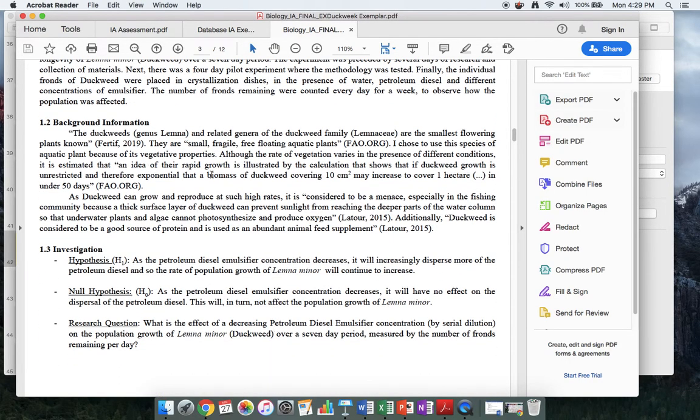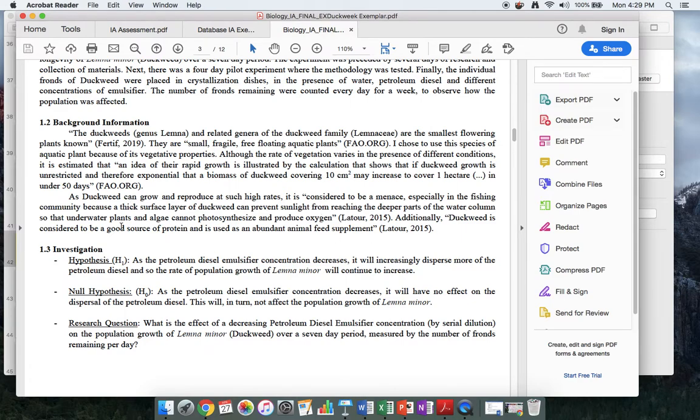And then the background information, they had to define what duckweed is, or Lemna minor, and they had to cite a source for that. They also had to talk about how you can measure duckweed growth rates, so I had a source for that as well, and talking about how that affects the rest of the aquatic systems. They could cite a source for that.